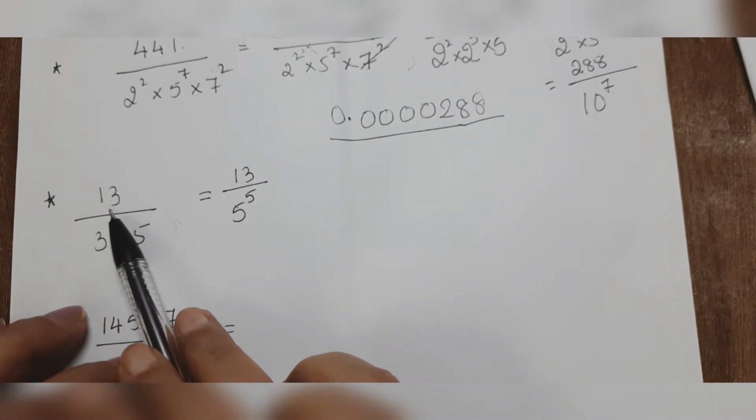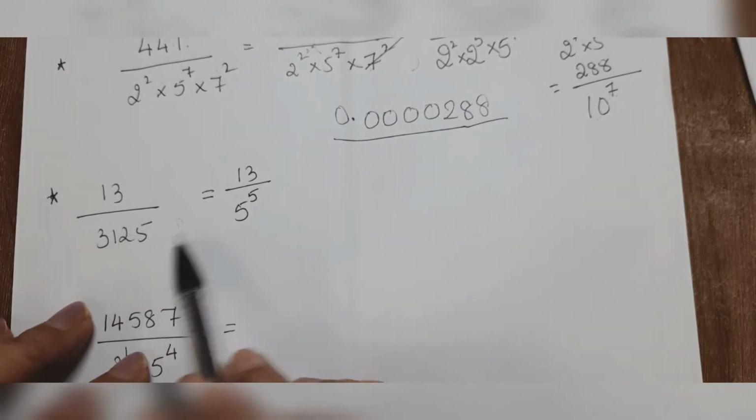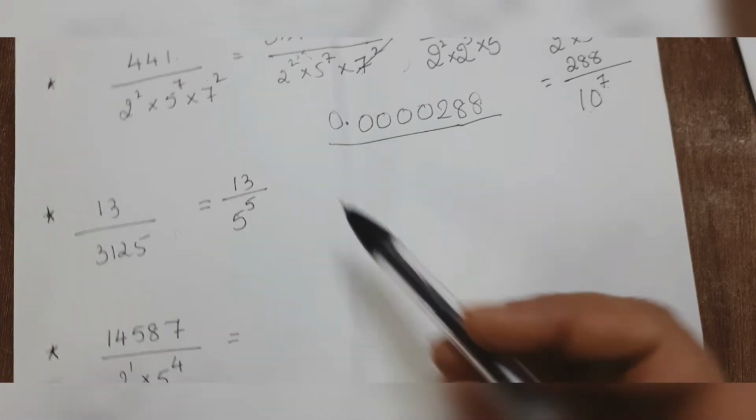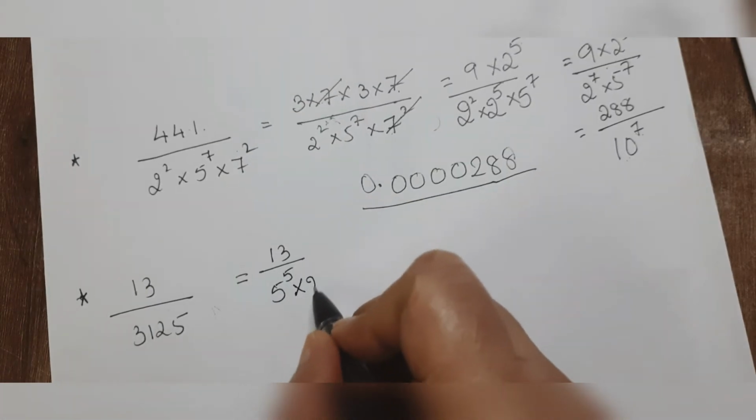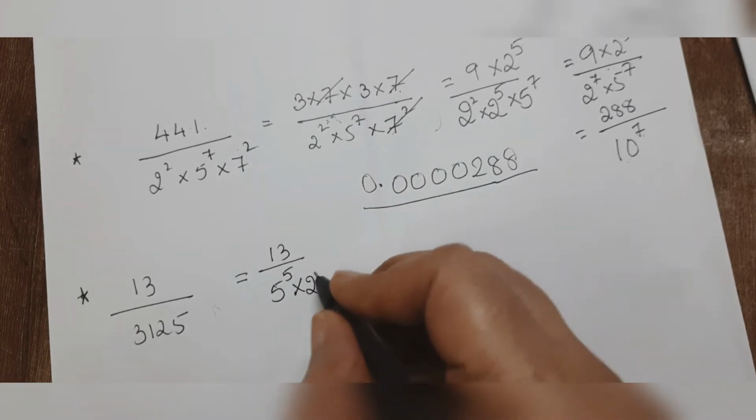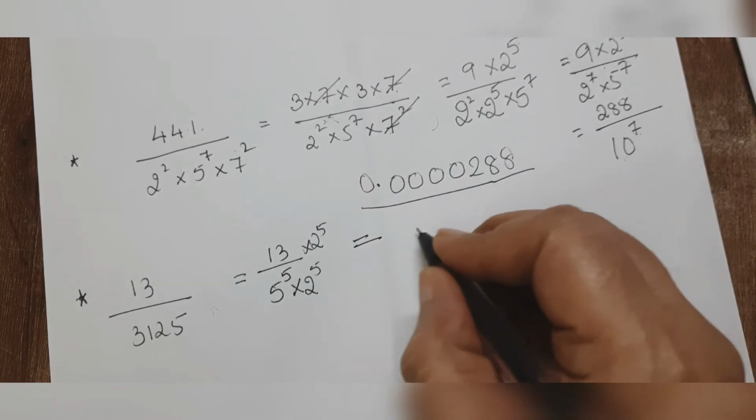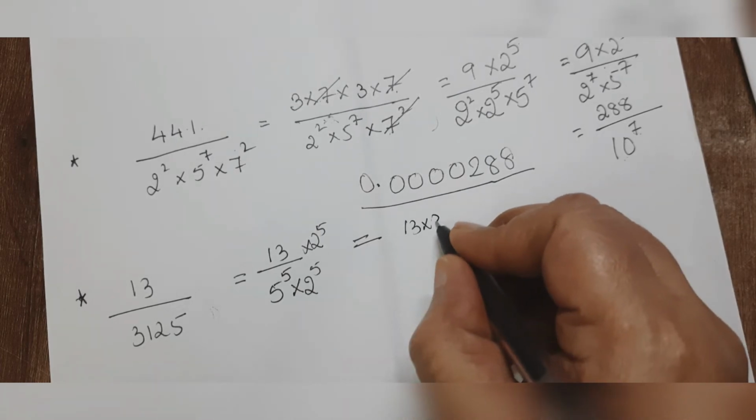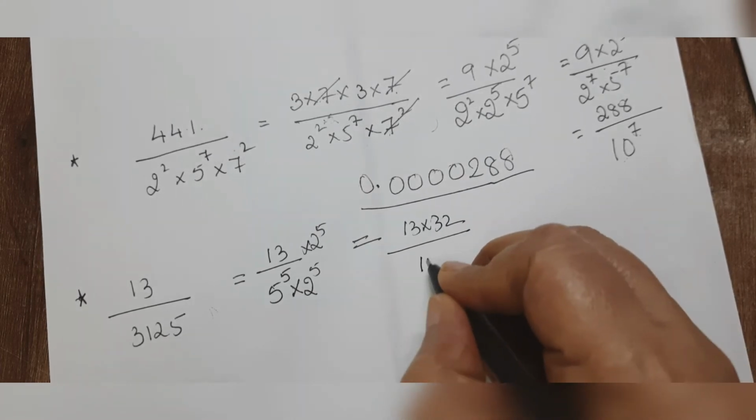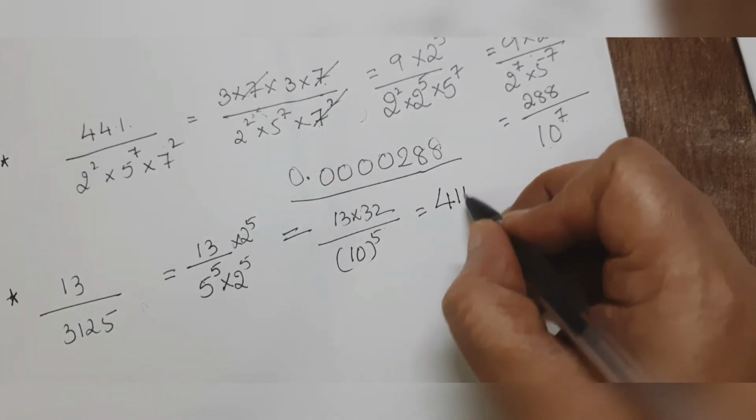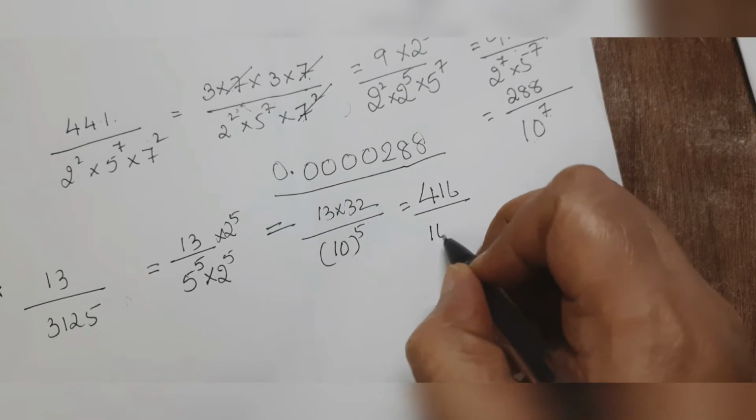Here 13, this is a textbook question. We have the denominator's prime factorization. 5 into 5, only 5 is not allowed. We need to make it 10 into 5, 2 raised to 5. This is allowed. So 13 into 32, we get here 10 raised to 5. Then we have 416, 10 raised to 5.